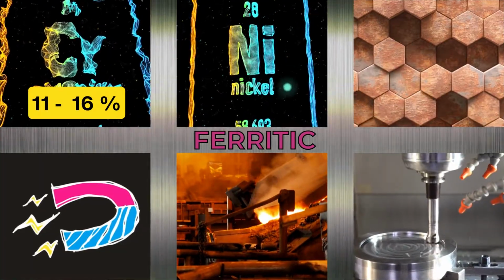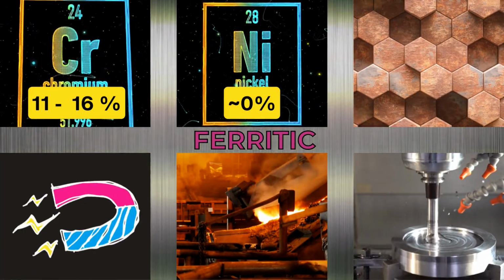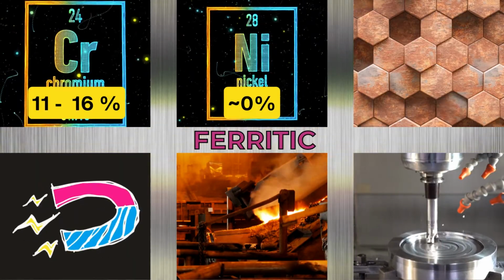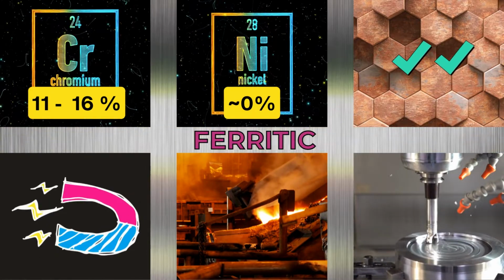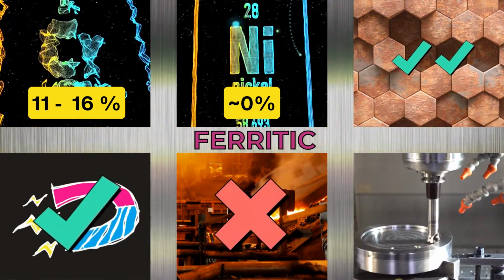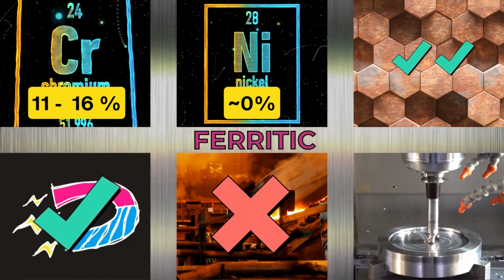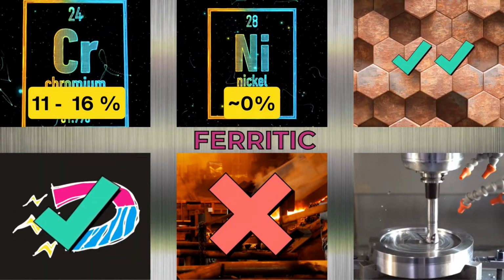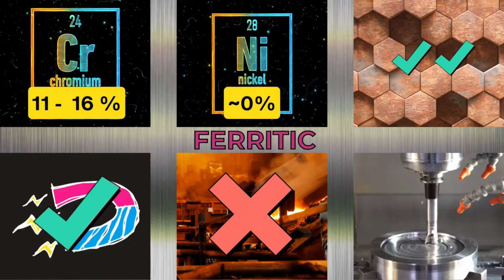Ferritic stainless steel materials have a chromium content of up to 16%, with almost no nickel. They have better corrosion resistance than martensitic alloys, but less than austenitic ones. They are magnetic, but cannot be heat-treated, and therefore, they cannot compete with martensitic alloys in terms of strength. Their machinability ranges between 40 to 75%.